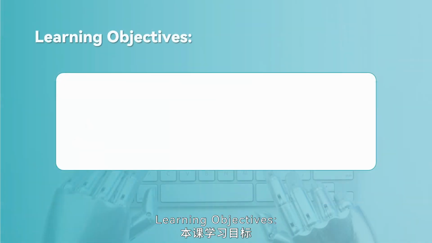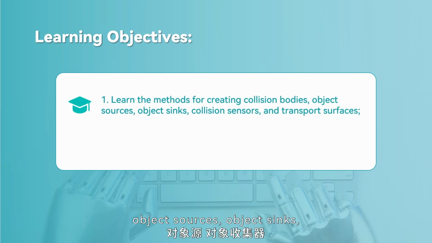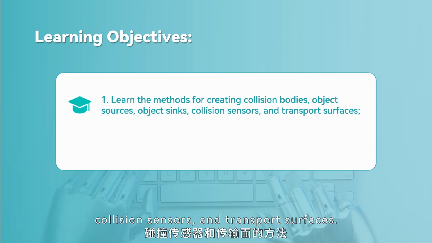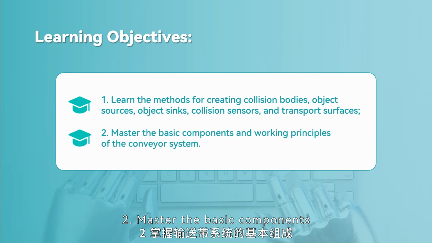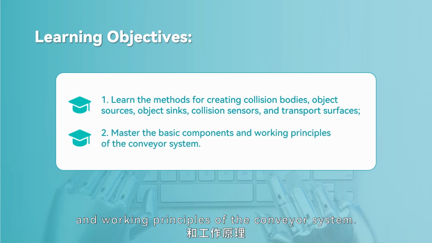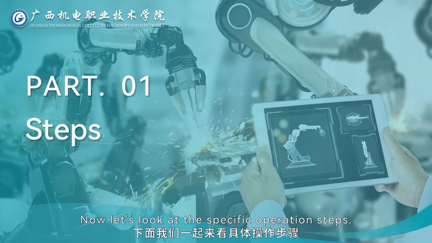Learning objectives. 1. Learn the methods for creating collision bodies, object sources, object sinks, collision sensors, and transport surfaces. 2. Master the basic components and working principles of the conveyor system. Now let's look at the specific operation steps.